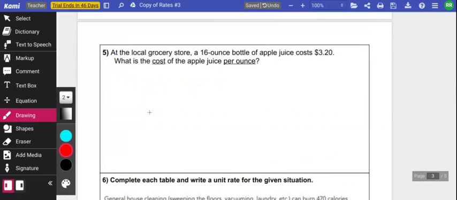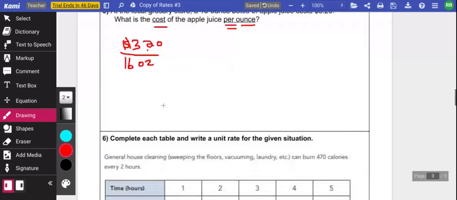And your label will be calories per serving. Number 5, the grocery store, a 16-ounce bottle of apple juice costs $3.20. And so you want the cost per ounce. So you would set your rate up with the cost on top because you want cost per ounce. And so you would have $3.20 per 16 ounces. And you would figure out from there, how much is it for 1 ounce? So $3.20 divided by 16.